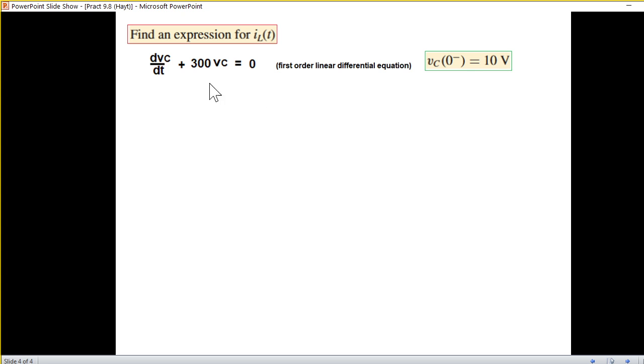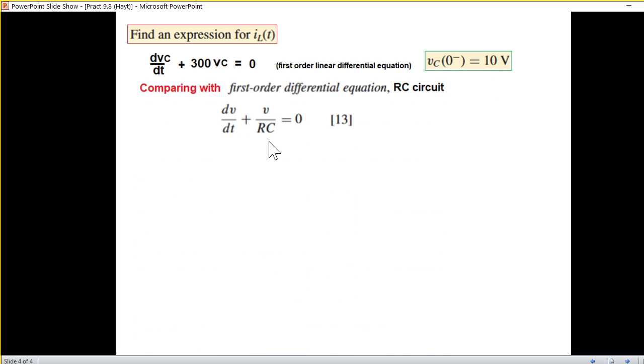Okay, so up to this point we have arrived. The initial condition, just for remembering, I'm noting it down. Now, if we compare this with the first order differential equation for the RC circuit given in the book as dv/dt plus v over RC is equal to 0, the first part is the same, v or vC. And the second part, if we compare, then from here we can find that 1 over RC is equal to 300.